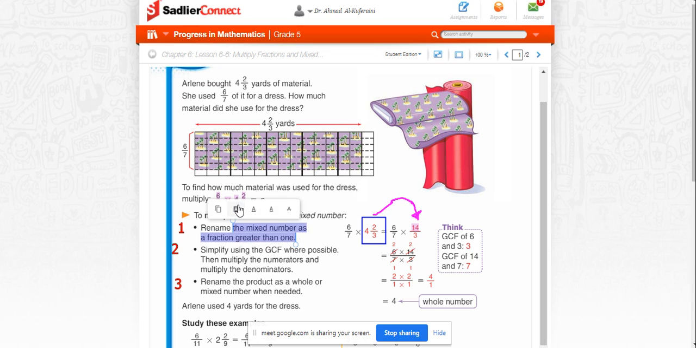How to do this? Again, I will explain. We multiply the denominator by the whole number. 3 times 4, the answer is 12. Now 12 plus 2, the answer is 14. We write 14 out of 3. Now we have this whole new expression: 6 out of 7 times 14 out of 3.